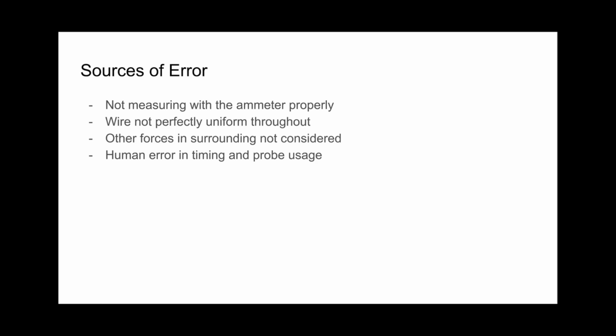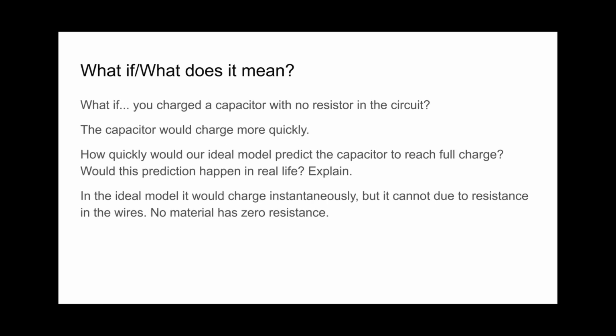Sources of error could be not measuring with the ammeter properly, the wire not being perfectly uniform throughout, so there could be damage in the wire, so then the electric current is not consistent throughout that wire. There could be other forces in the surroundings not being considered, and then there's human error in the timing and probe usage. What if and what does it mean?